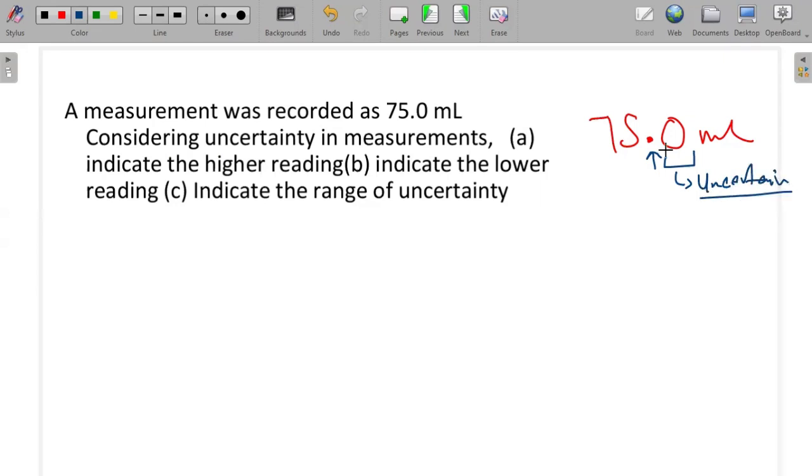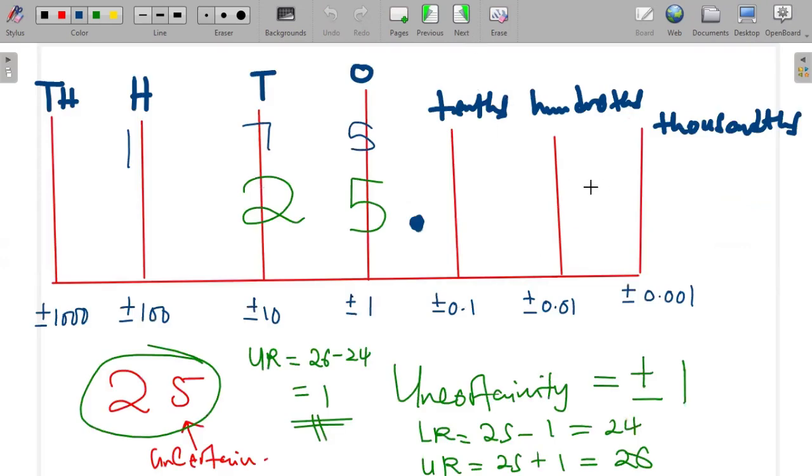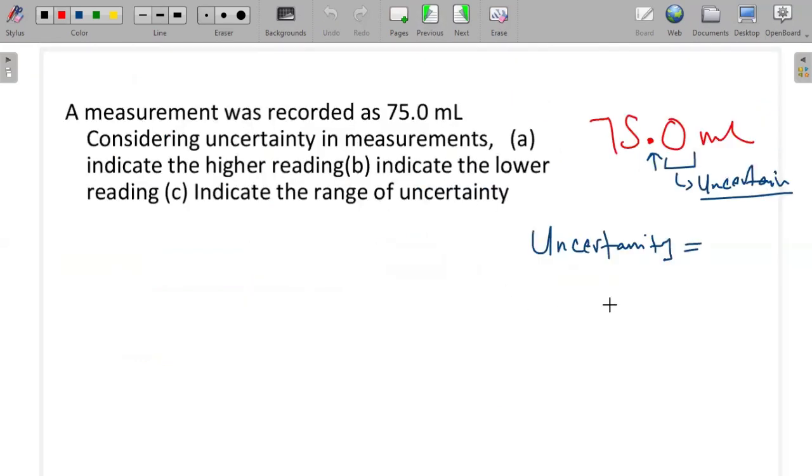Based on the position of the uncertain digit, it's going to give us the uncertainty. What is the uncertainty in this case? If you go to your abacus, we now have a number there: 0, then the point, and then here we have 5 and then 7. After the point, these are tenths, and they're indicated by plus or minus 0.1. So the uncertainty is plus or minus 0.1.